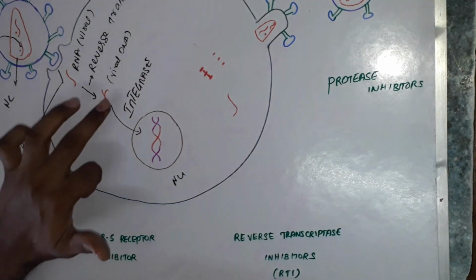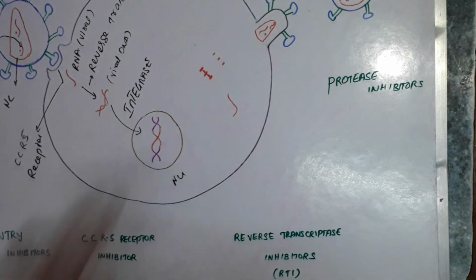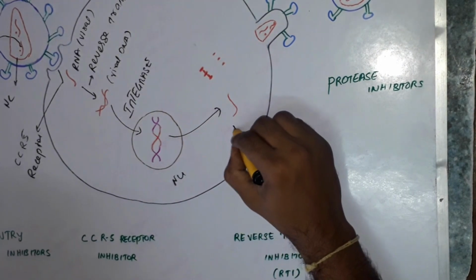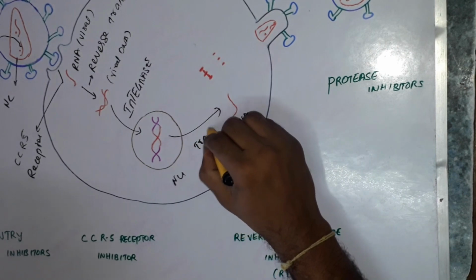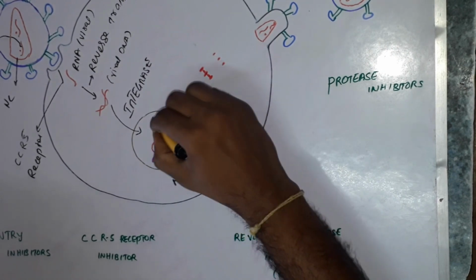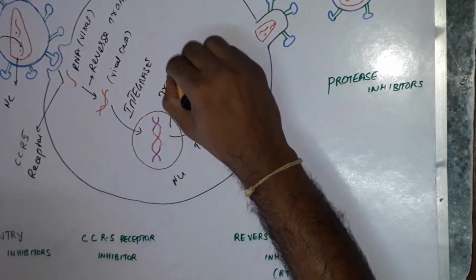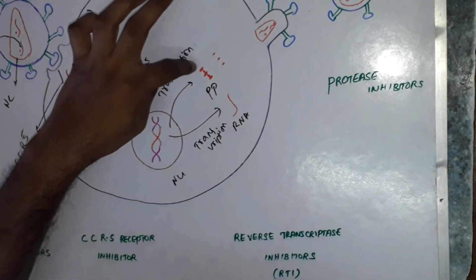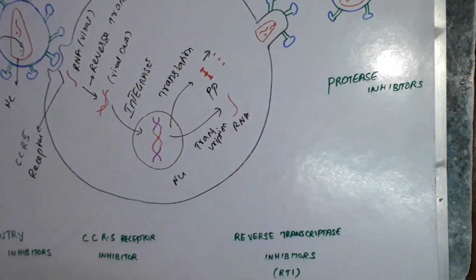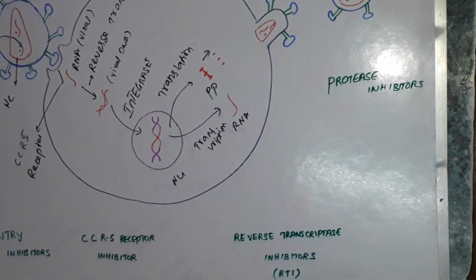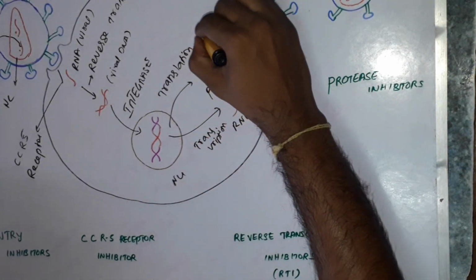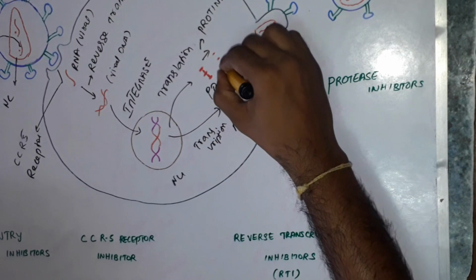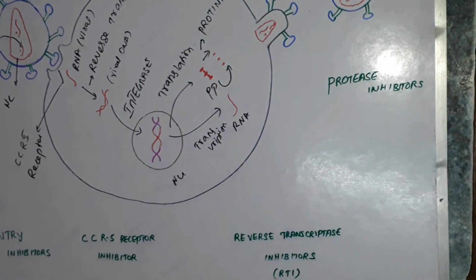So your viral DNA, with the help of an enzyme integrase, integrates with your host DNA, and once it integrates, it comes out, and with the help of transcription, it forms your viral RNA, and with the help of translation, it forms your polyproteins. Fine. These polyproteins are cleaved to single proteins with the help of an enzyme, proteinase.